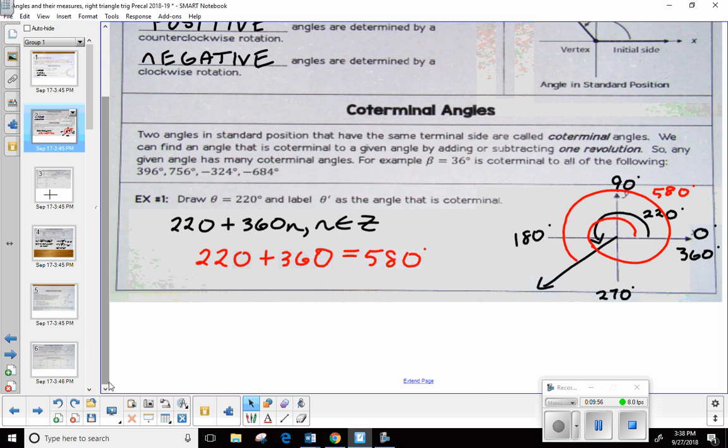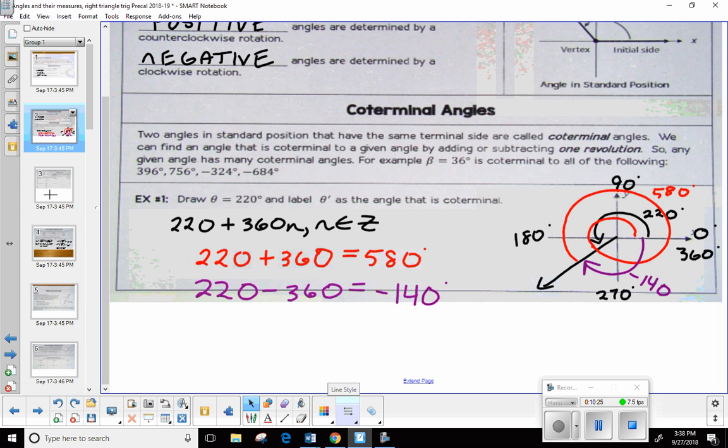I want to rotate clockwise. Let me stick with purple. So here, I'm going to rotate around until I get to that terminal side. This has the same effect as taking 220 and doing what? Subtracting 360. Well, help me out here. What is the difference there? Negative 140. The negative is important, remember, because it tells you how to rotate. So negative 140 degrees. There we go. That's what it means to be coterminal.